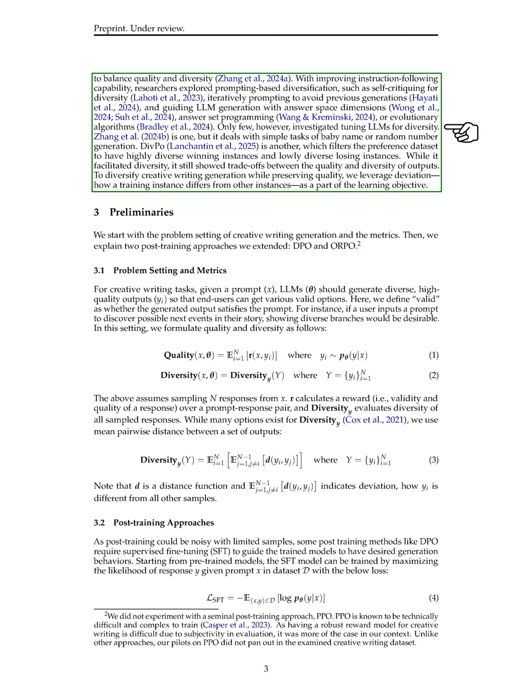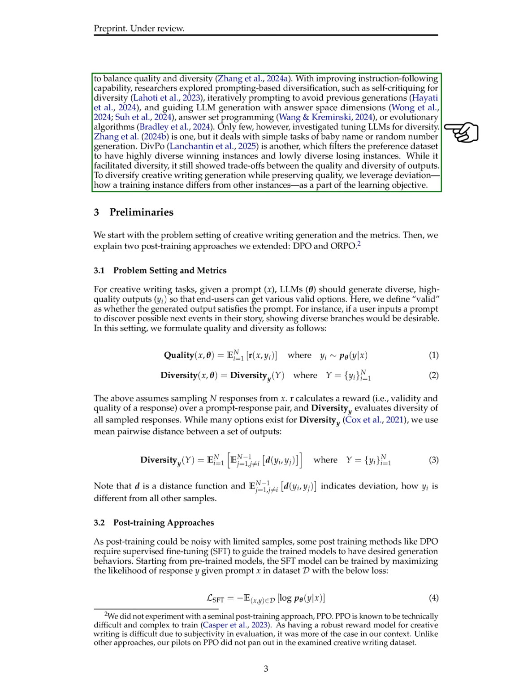In the preliminaries, we outline the problem of creative writing generation and the metrics we will use. For creative writing tasks, given a prompt, we want LLMs to generate diverse and high-quality outputs, ensuring users receive various valid options. We define valid as whether the output meets the prompt's requirements. We formulate quality and diversity metrics based on the generated responses, using mean pairwise distance to evaluate diversity among the outputs.